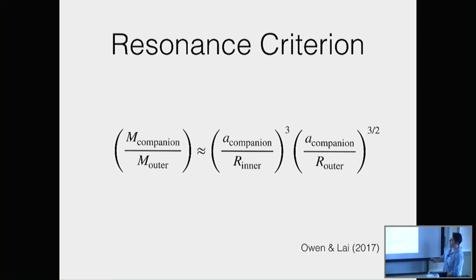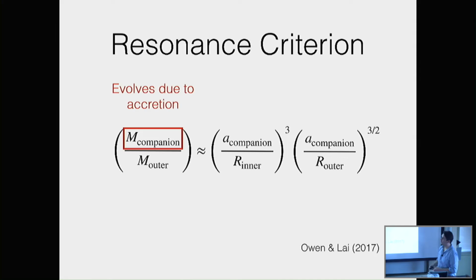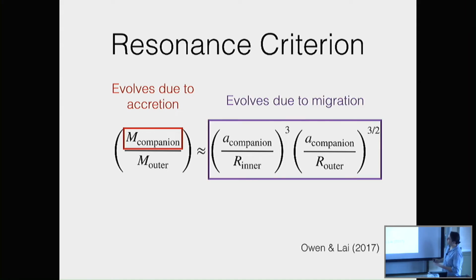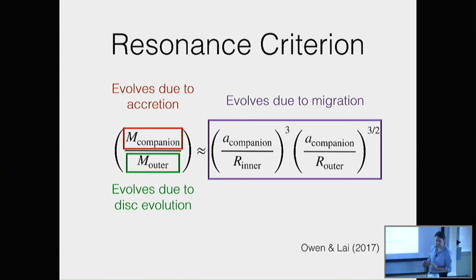You can write down a resonance criterion that depends on the mass of the companion, the mass of the outer disk, and the sizes of the disks and the position of the companion. And the interesting thing is, in a real disk, all these things evolve, right? So the mass of the companion is evolving due to accretion. It's accreting from the disk. The position of the companion and the sizes of the inner and outer disk are evolving because the companion is migrating through the disk. And then finally, the mass in the outer disk is evolving because the disk is accreting.